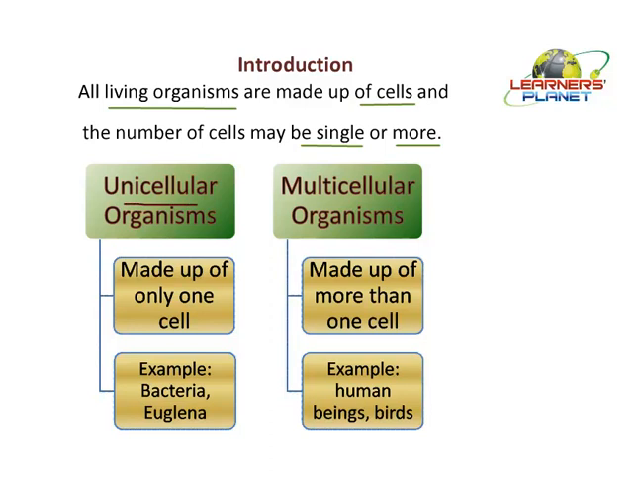So the unicellular organisms are those particular organisms which are made up of only one particular cell. Or in other words, we can say that if a single cell can perform each and every life-sustaining function, then it is known as a unicellular organism.